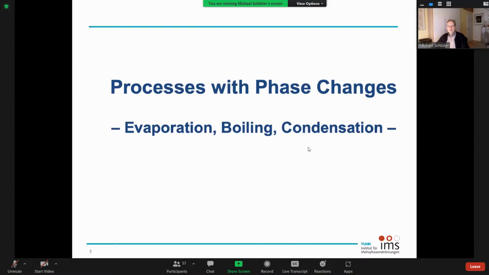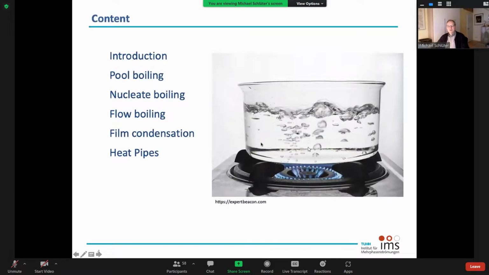You might remember we already talked about this very much higher heat transfer performance in the case of phase change. But today we will see more in detail what is the reason for that, why phase change so strongly enhances heat and mass transfer. So therefore, let's talk about the topic. So these are the contents. We will have a brief introduction. Then we'll talk about pool boiling, nucleate boiling, flow boiling, film condensation, and we finish the lecture today with a very brief introduction into heat pipes.